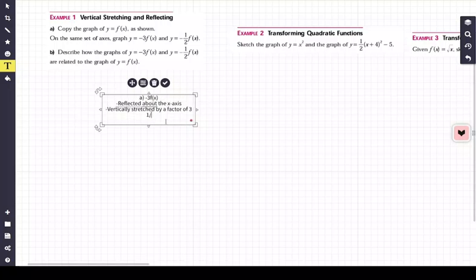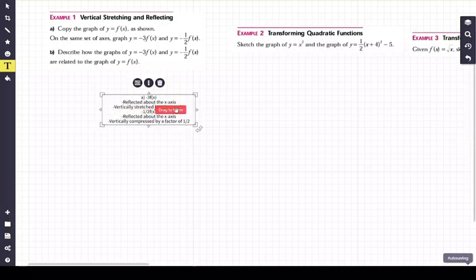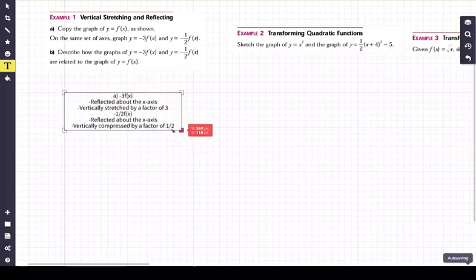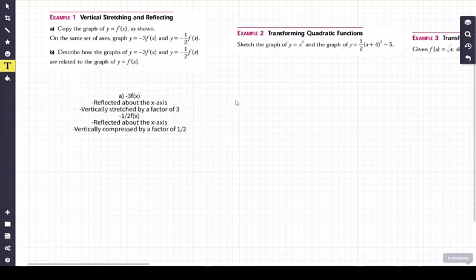And then for -1 over 2 f of x, I want you to write reflected about the x-axis as well, and then vertically compressed by a factor of 1/2. So this is how you're going to answer a question like this. You tell me the transformations. I believe everybody should be able to graph. If I give you some dots and you can't graph it, you should go back to grade 8, by the way. You should be able to graph this with absolutely no problem.